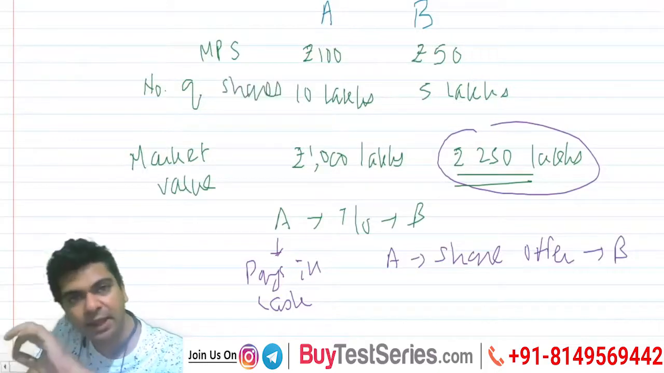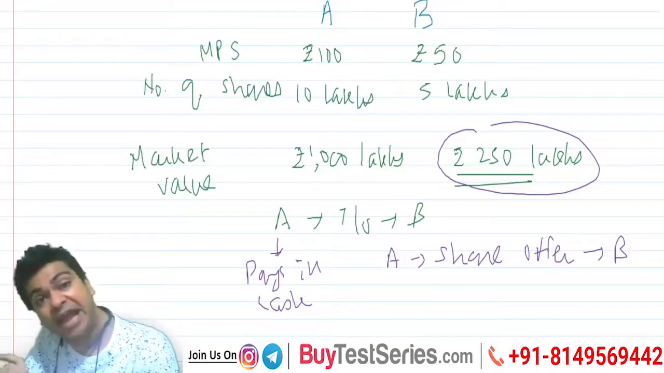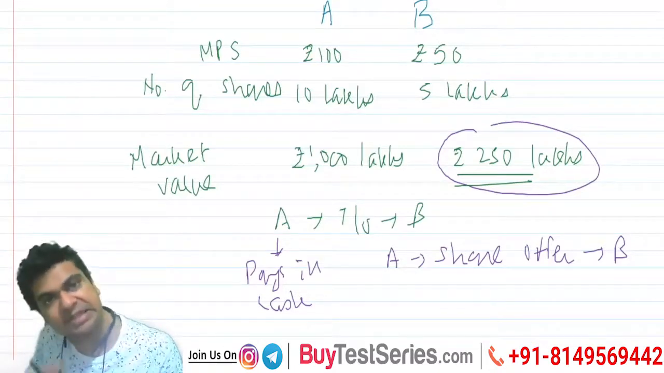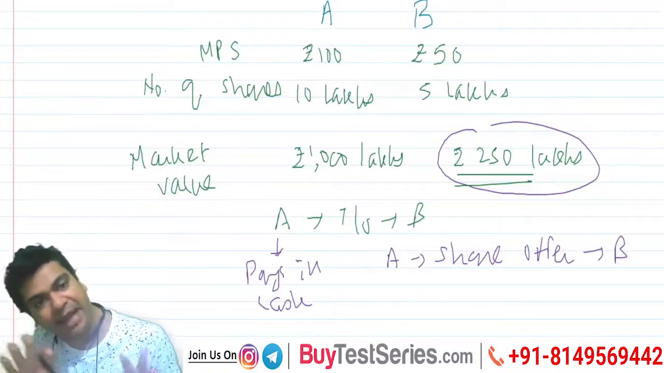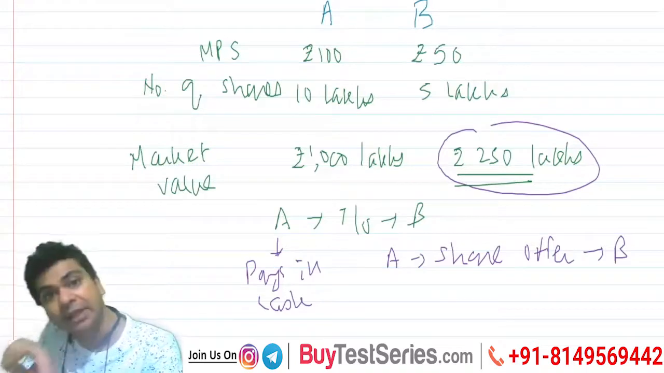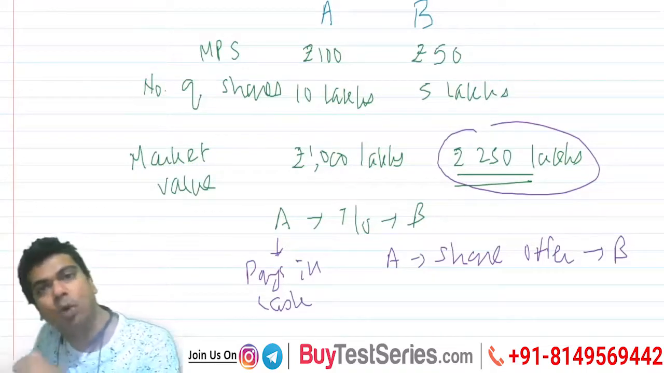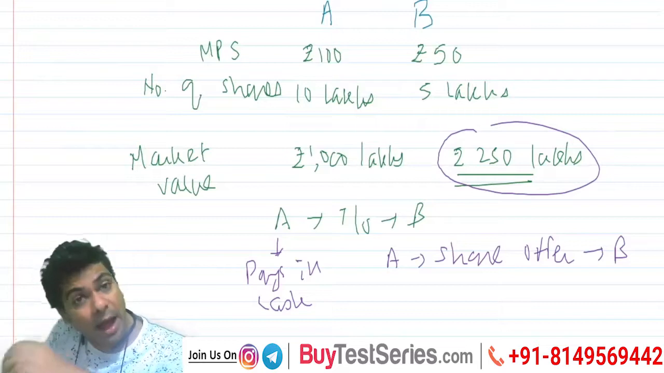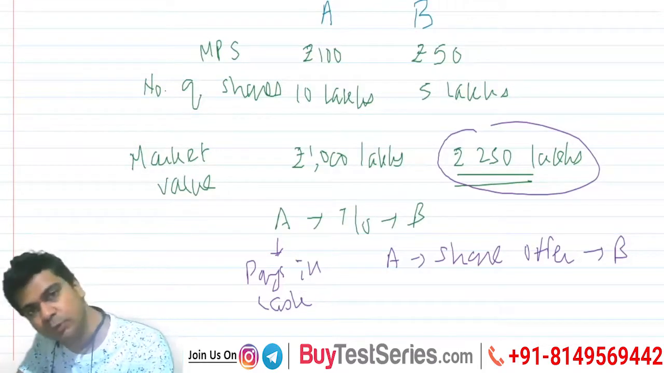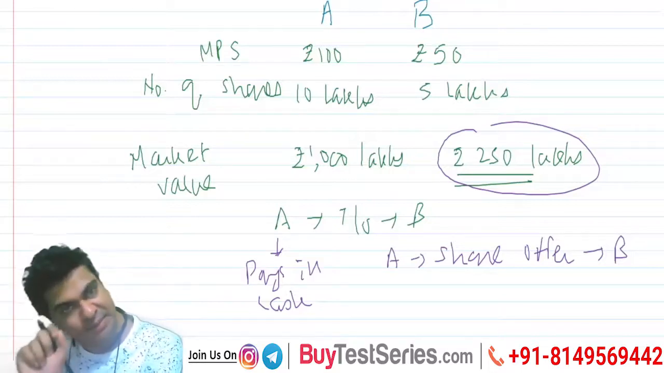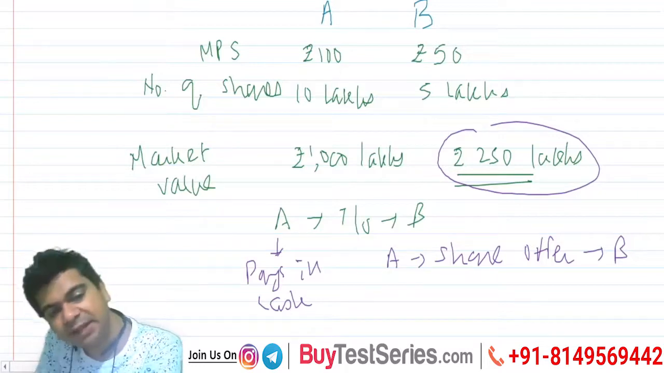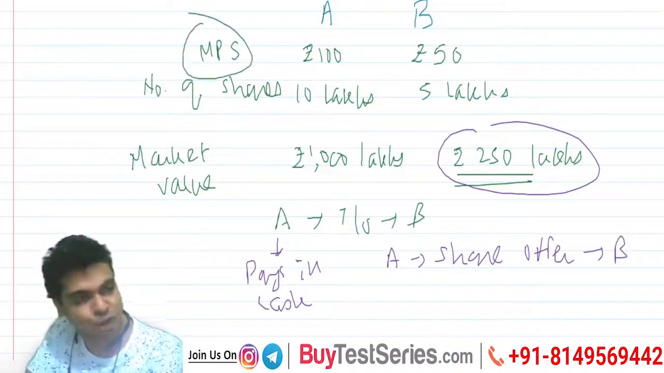So A is making a share offer to company B. So instead of paying in cash, we will go for share exchange. Whoever is a shareholder of company B will surrender its shares in favor of company A. And that is how A will be able to buy the shares of company B. That is how A will be able to control B. Now, how exactly should I really decide what should be the share exchange ratio? Then some base has to be selected over here. Let us assume for a moment that we are selecting the base as the market price per share.